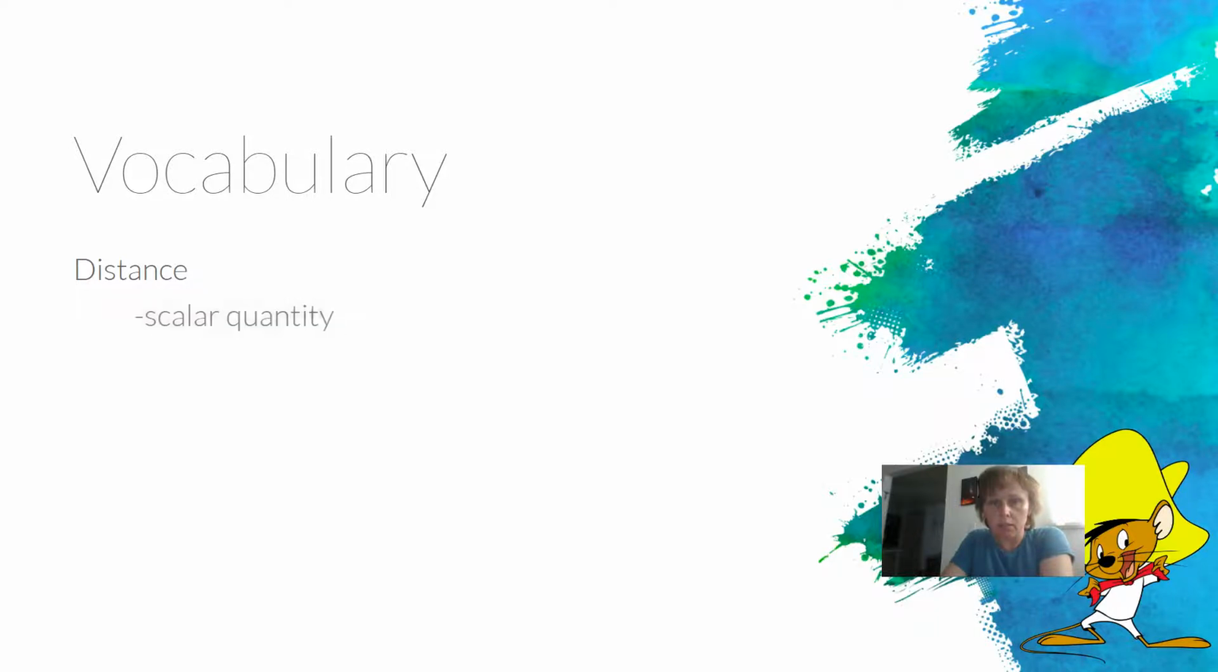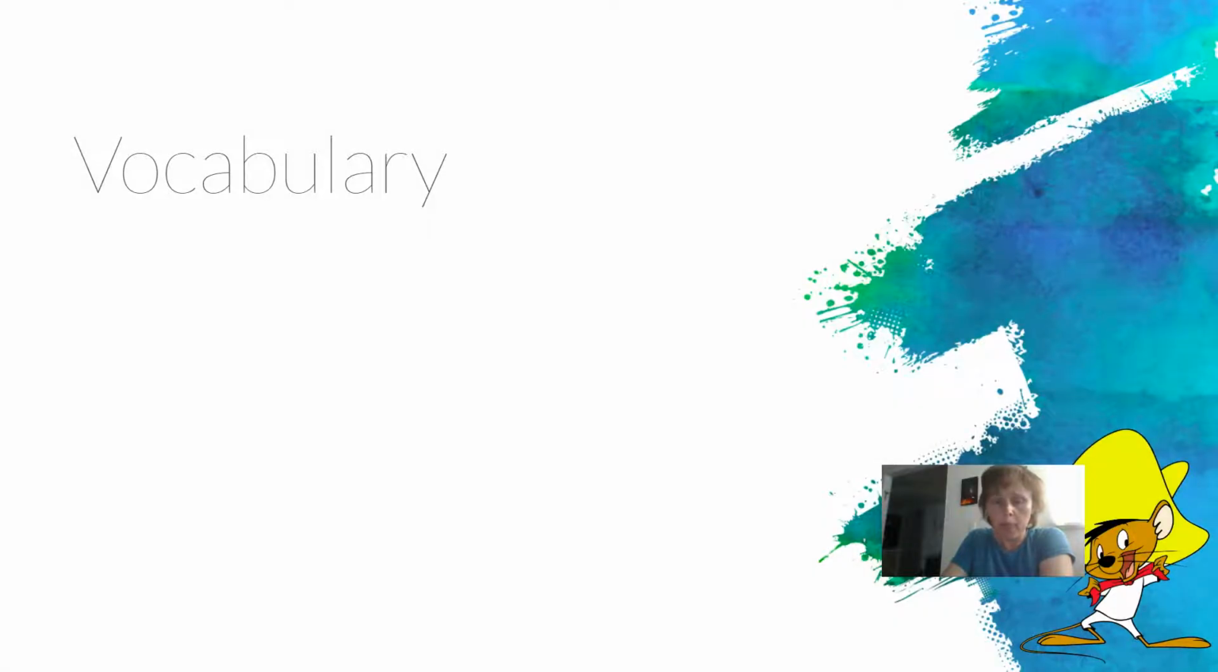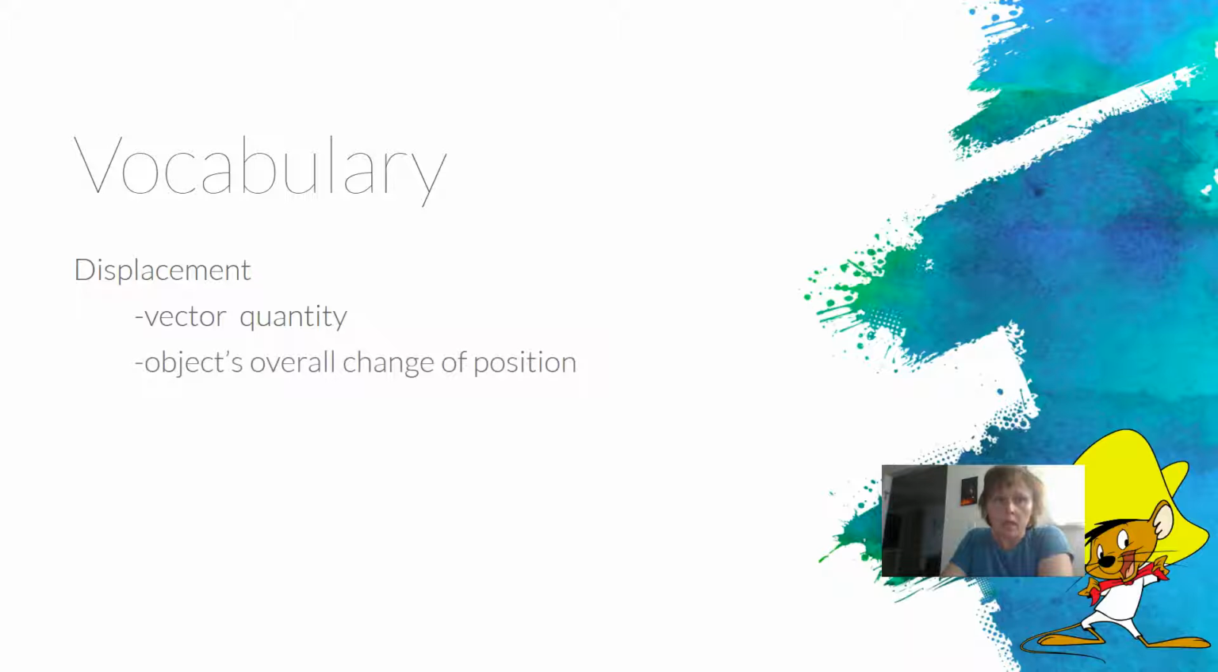Distance is an important term which is a scalar quantity. It describes how much ground an object has covered. It always has a positive value, and it is different from displacement. Displacement is a vector quantity. It's an object's overall change of position, and it describes how far out of place an object is.